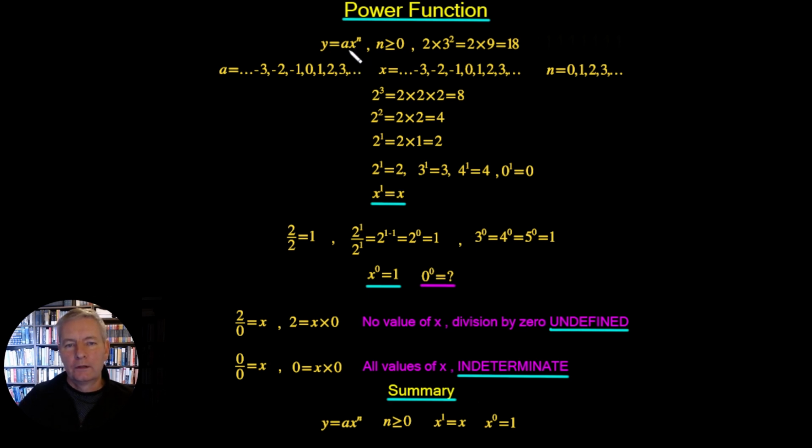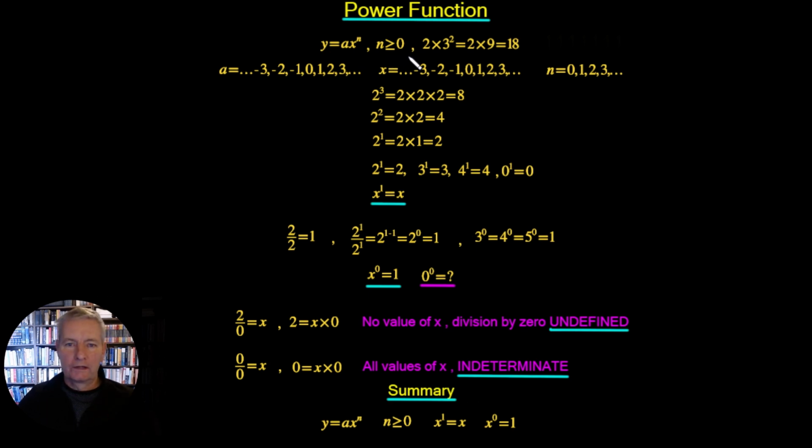Now, things are a little bit simpler on our computer because we only have integer values. So we have, for example, -3, -2, -1, 0, 1, 2, 3. So everything we do is actually going to be integer values. So we're going to have an integer value for a, and also for x, and also for n. But again, we have to make sure that n is greater than or equal to 0.